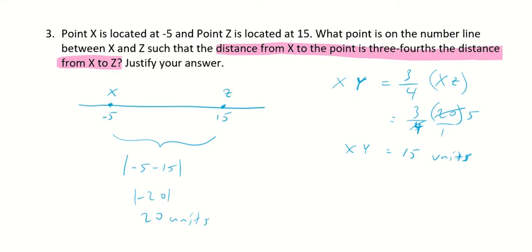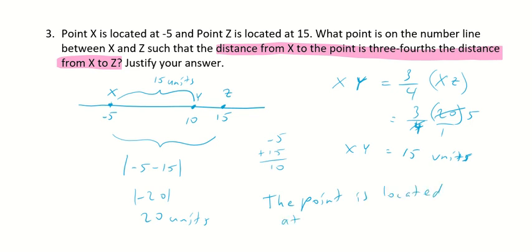So from X to point Y, we're going to go 15 units, which would be 10, because -5 plus 15 is 10. So we can say the point is located at 10.